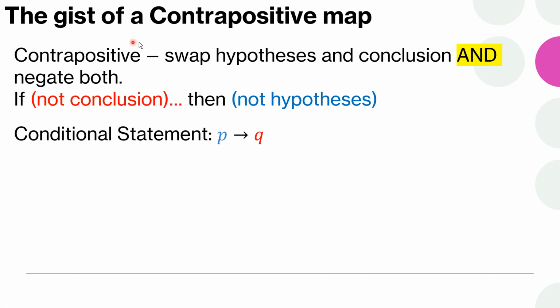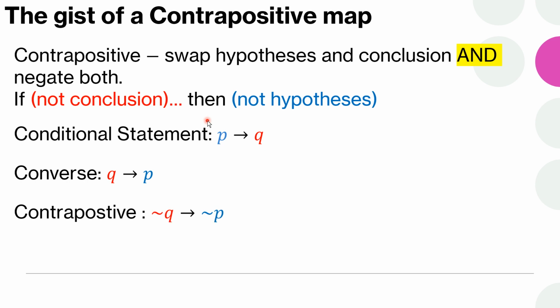So the gist of the contrapositive: a contrapositive swaps hypothesis and conclusion and negates both. If not conclusion, then not hypothesis. It's basically what you're doing. Normally with a conditional statement, you see if something, that's our hypothesis, if P, then Q, then something else. We look for those flag words. A converse just flips them, and a contrapositive takes the negative of both.